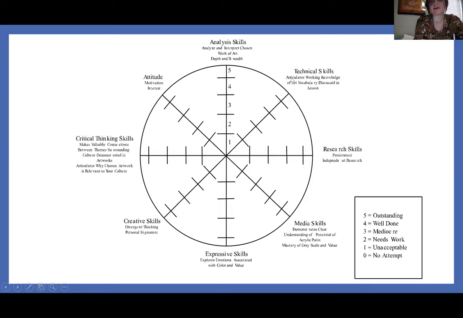So this is what that chart looks like. I have all the categories here: analysis skills, technical skills, research skills, media skills, expressive skills, creative skills, critical thinking skills, and attitude. And then I have the anchors here with their little rubric, and they can, like I said, use the stickers to document how they think they did on this assignment.